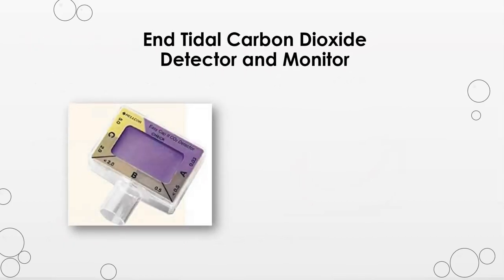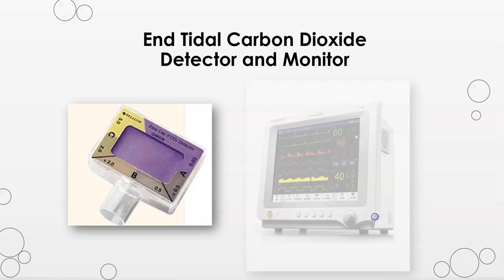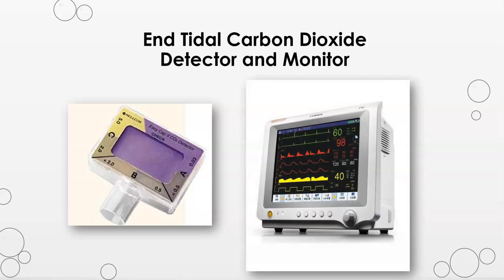The picture on the left is a quick and dirty indicator that will change colors when in the proper place. The second picture is more of a permanent fixture, like a monitor. The yellow line indicating 40 millimeters of mercury is the measured carbon dioxide level.